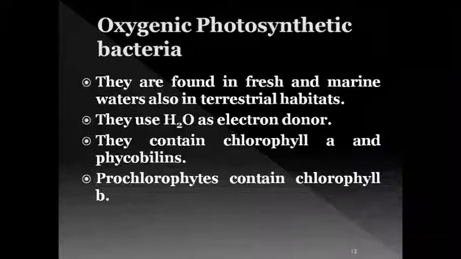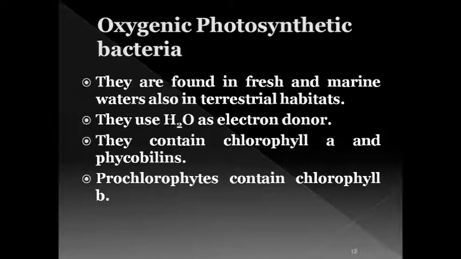Now oxygenic phototrophic bacteria use the water molecule as electron donor. They have chlorophyll A and phycobilins, and other types of oxygenic phototrophs are prochlorophytes having chlorophyll B, and they are related to cyanobacteria.